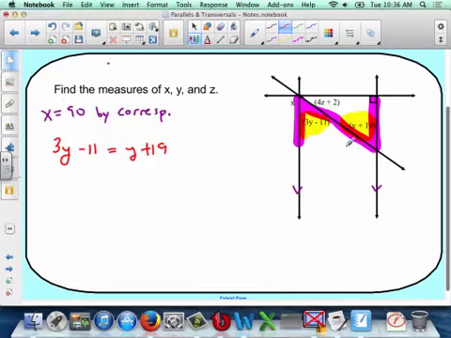Okay, and that's because we have the z. What type of angles form the z? Alternate interior.